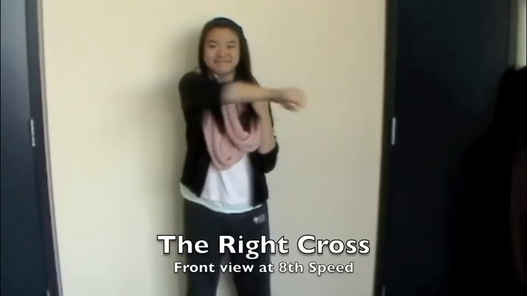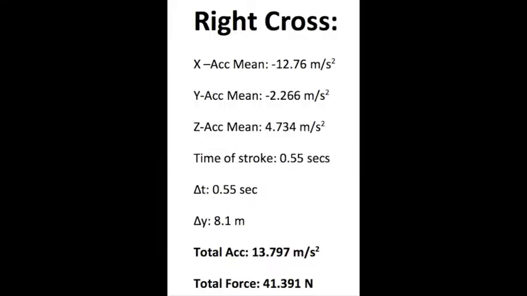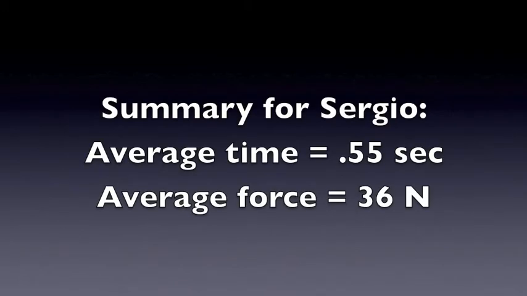Sergio's second stroke is the cross. Similar to the jab, it is a faster but less powerful stroke. The total acceleration is about 13.8 meters per second squared, thus exerting a total force of about 41.4 newtons. The two strokes by Sergio take an average of 0.55 seconds and exert the force of 36 newtons.